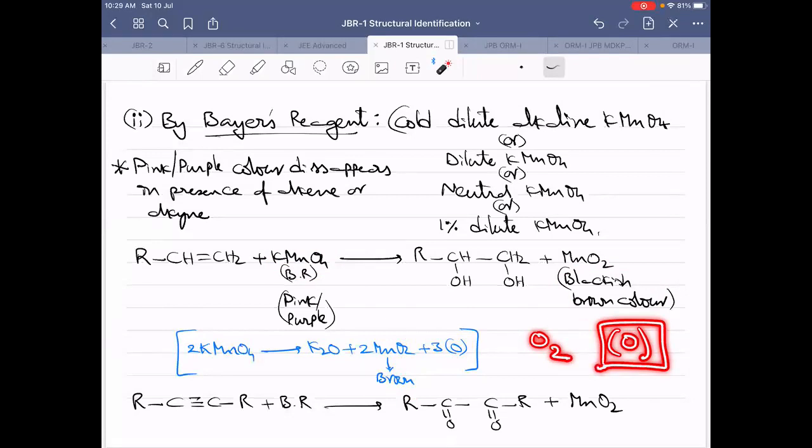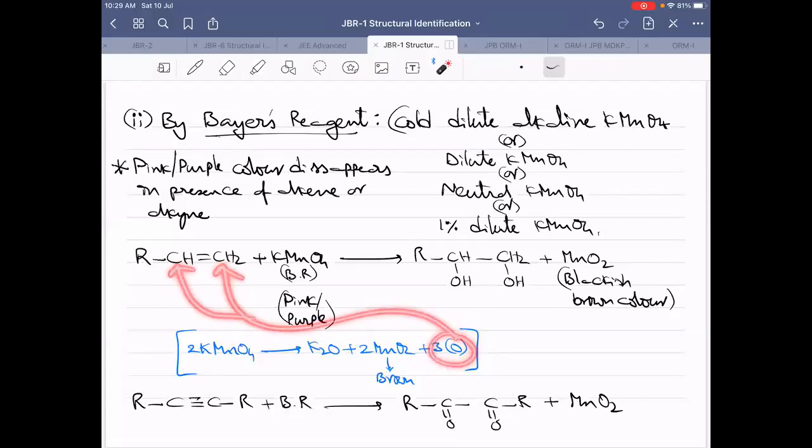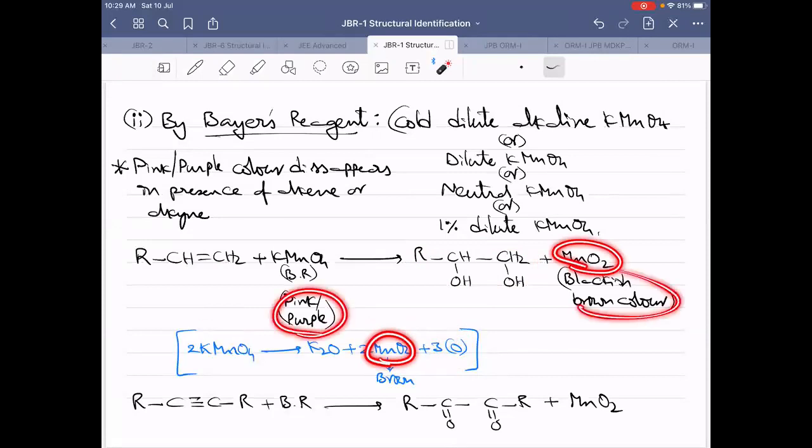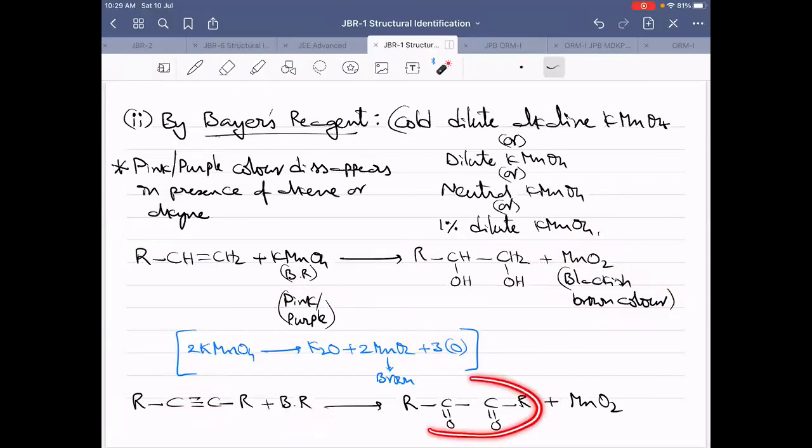Okay? Individual atoms. So like that, nascent atoms will be released, and these are the atoms only which will go and attack the double bonded carbon atoms, resulting in the formation of a diol, two OH groups. Okay, so this is the MnO2 product formed. So pink or purple color changing into dark black or brown colored solution. Okay? And even with a triple bond also, the color disappearance will happen with the formation of a diketone. Okay, copy this.